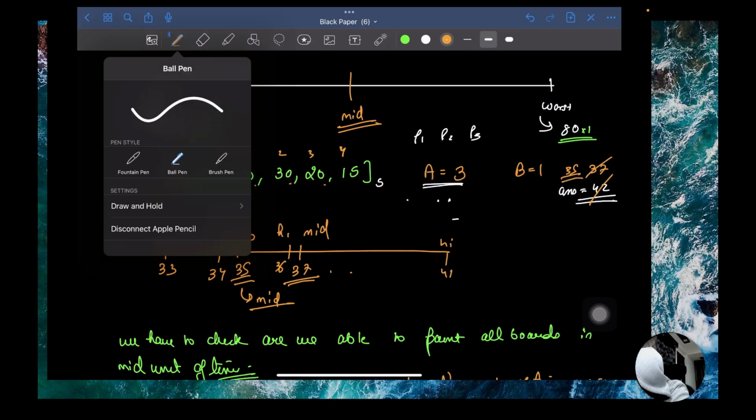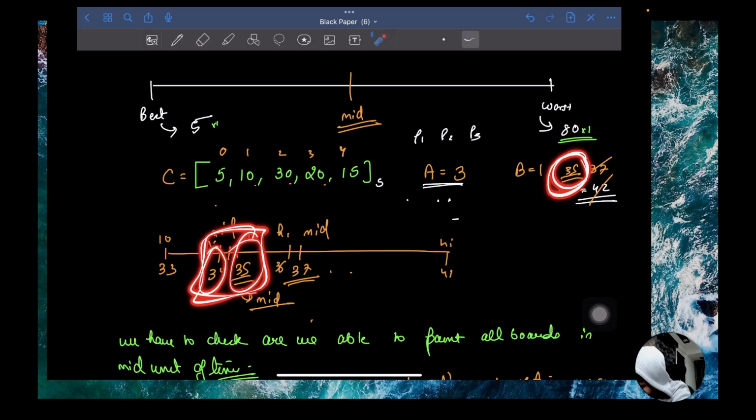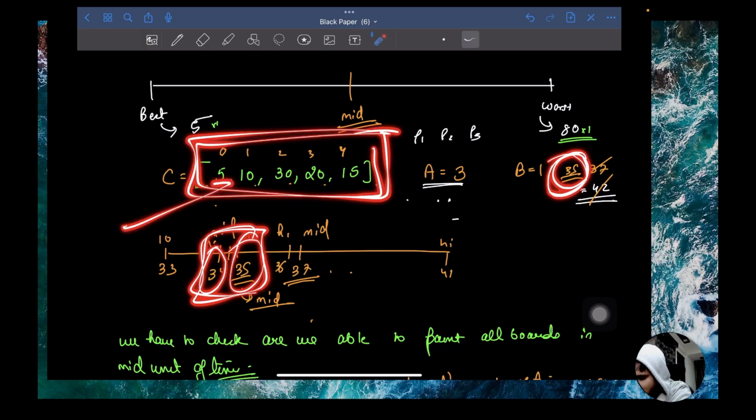And then move to high is equal to mid minus 1. So high goes to 34. And you can see now high is at 34, low is at 35. Your search space ends. Your answer is 35 and 35 is the answer for this test case also.